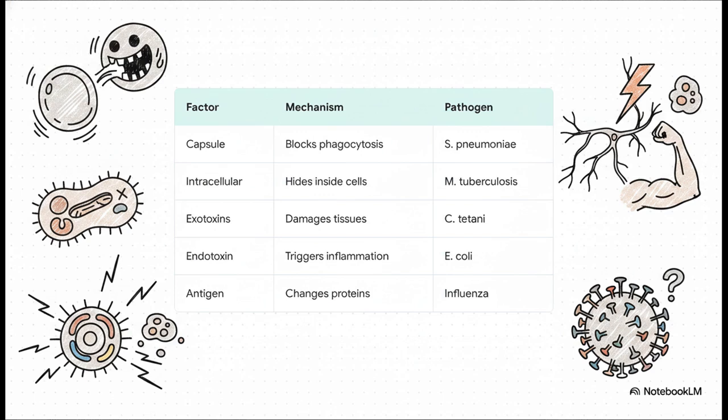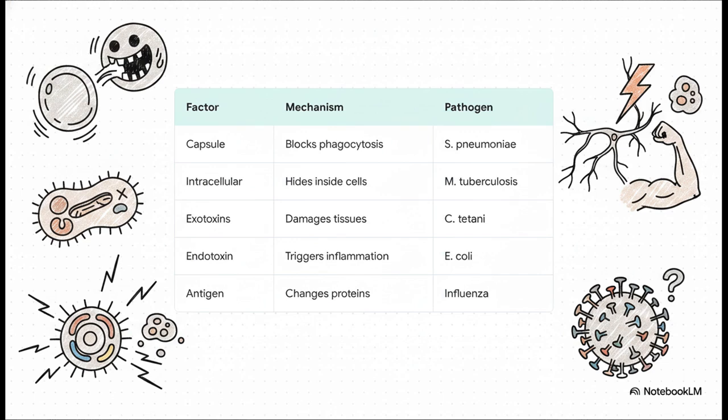We mentioned the capsule earlier for sticking, right? Well, it's also incredible armor. It makes the bacteria so physically slippery that our cellular Pac-Men, the macrophages, literally cannot grab and swallow them. That's how S. pneumoniae causes severe pneumonia. Then you have intracellular survival. This is wild. Some pathogens, like the one that causes TB, actually let themselves be swallowed by the macrophage. But then they disable the cell's digestive process and just hide safely inside the very thing meant to destroy them.